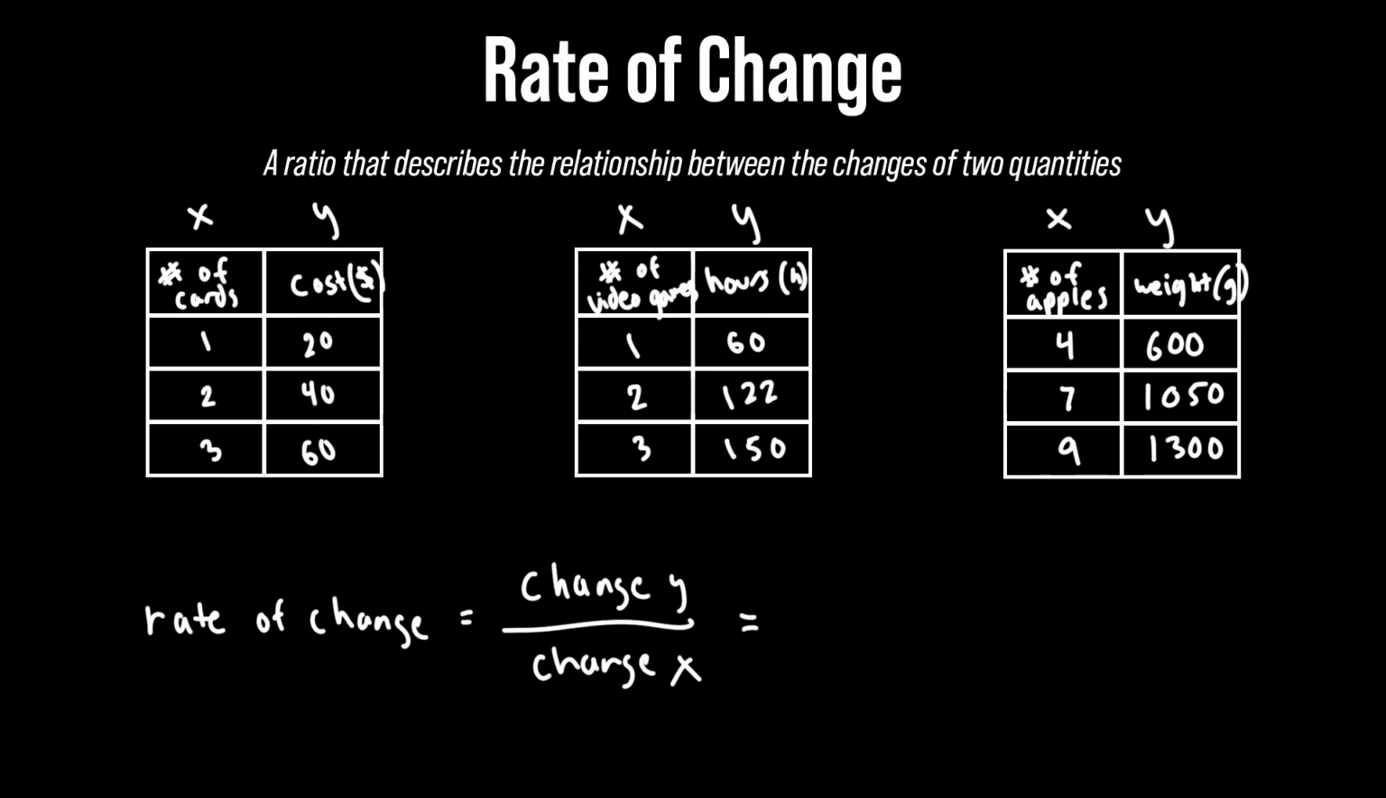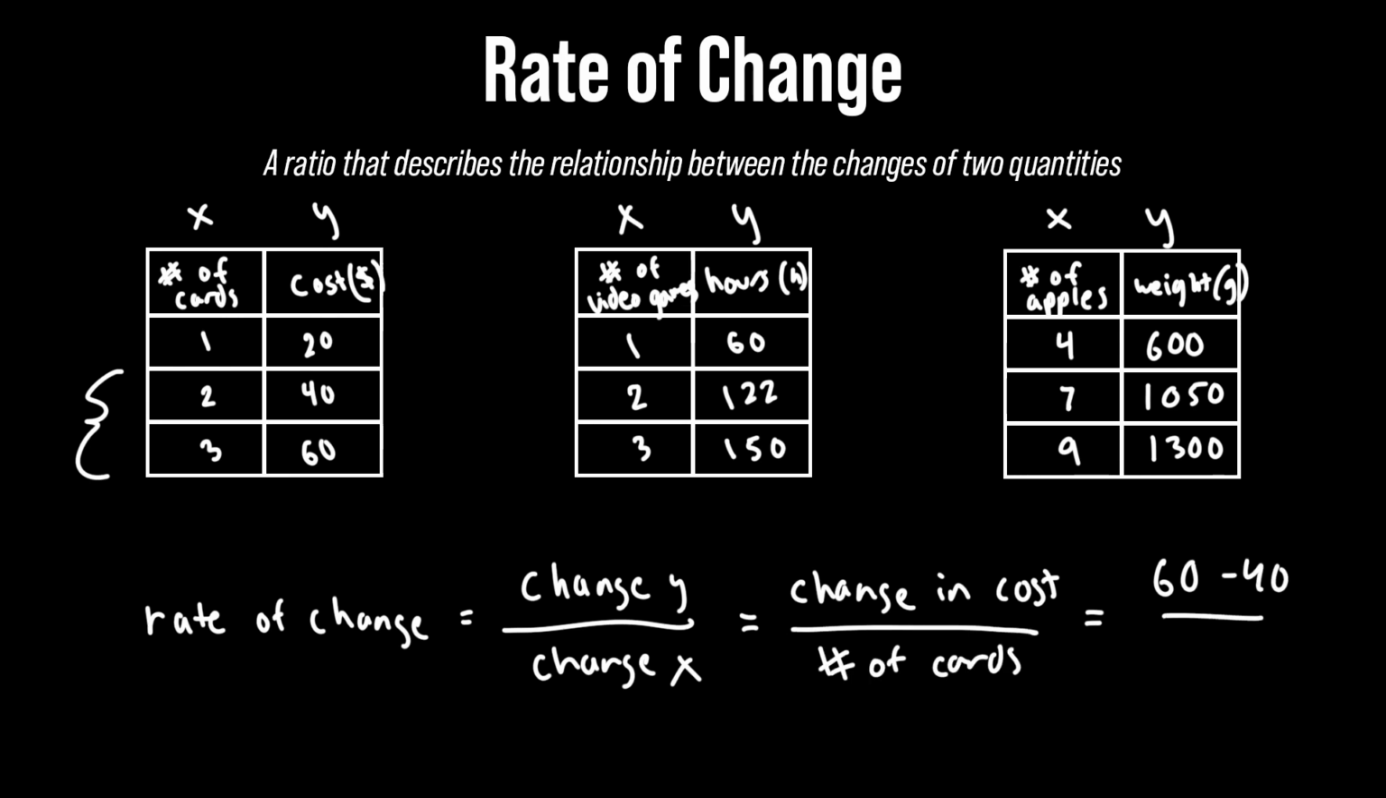Let's take our first example, where we have a certain number of cards and the cost of the total cards. If we have one card, it's worth $20, two cards is worth $40, and three cards is worth $60. So let's take the interval from 2 to 3. The way we would find the change in y for this example is the change in cost, because y is equal to cost. So what's the change in cost? On this interval, we're going from 40 to 60. The change in cost would be the difference. So 60 minus 40 is the difference.